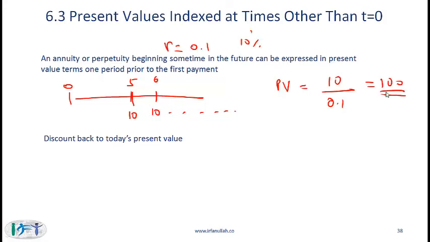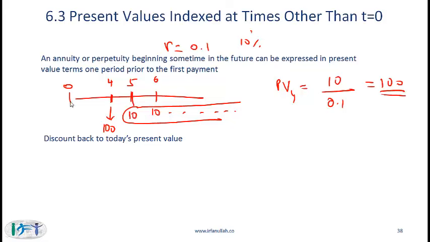This present value of 100 is one period before the first cash flow. So for this entire perpetuity, which starts at the end of year 5, the present value will be one period earlier. So the present value will be here, and that present value is equal to 100. In other words, the present value at the end of year 4 is equal to 10 over 0.1, where the first payment of 10 is happening at the end of year 5.